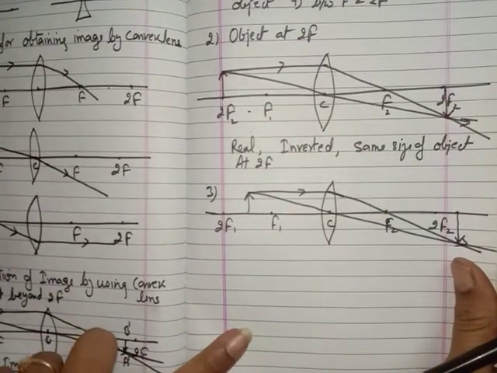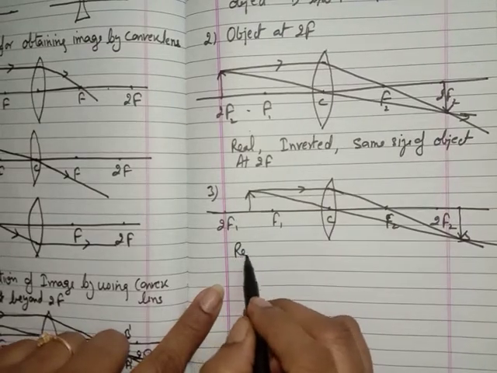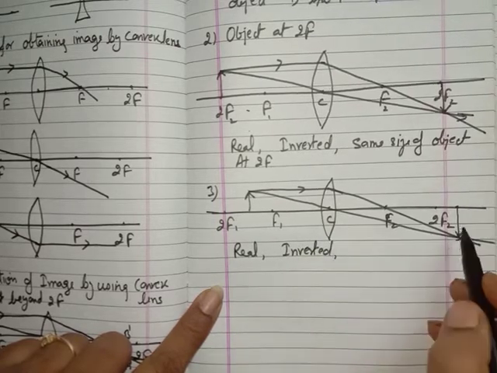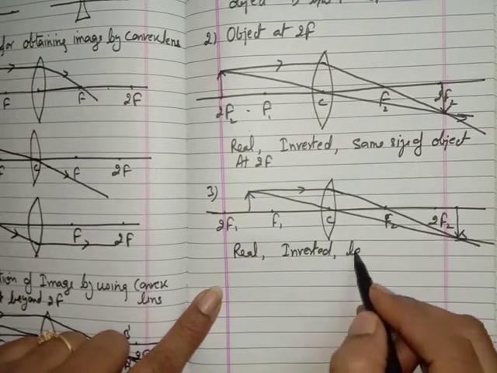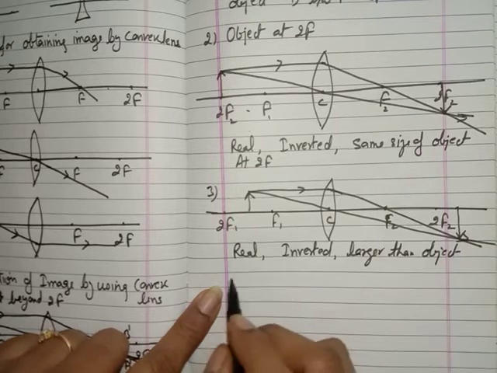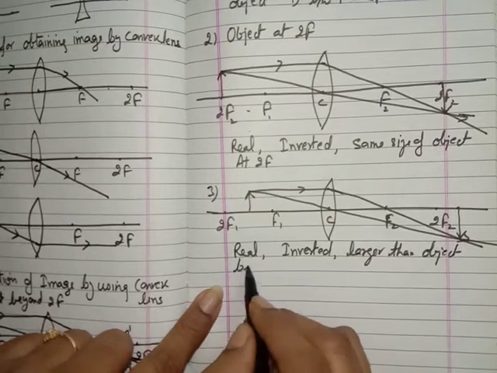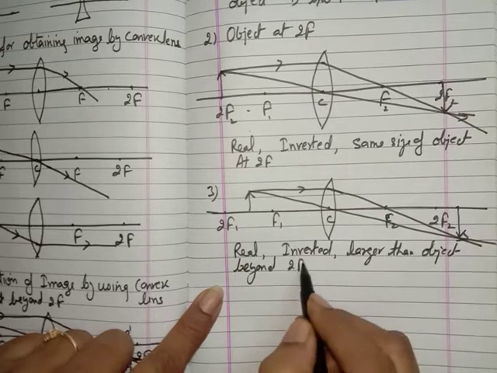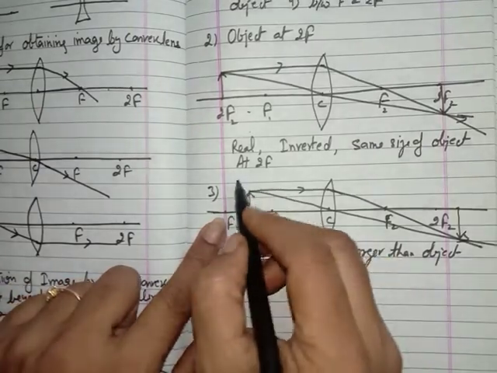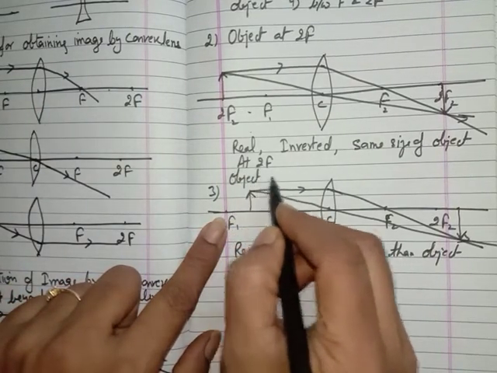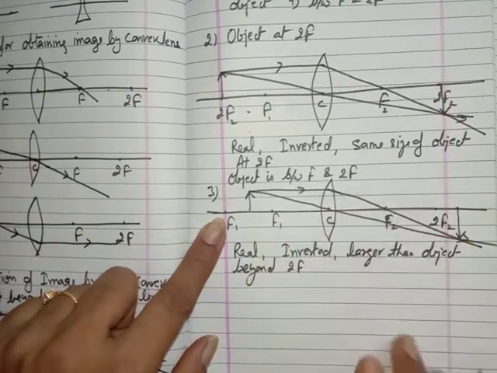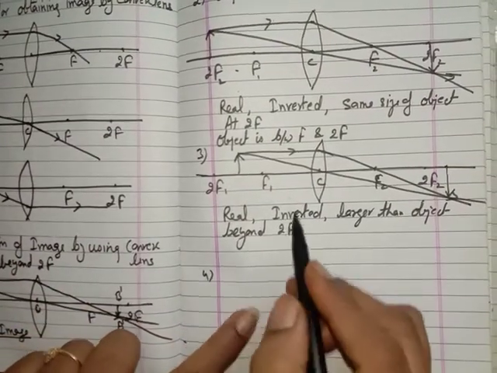So we can write the nature of the image formed. First one, it is real because the light rays are actually meeting, and real image is always inverted. So real and inverted, and larger than the object. This image is larger than the object. Okay. And the next one is, it is formed beyond 2f. So I should write here where we are placing the object. So object is between f and 2f. Okay. Now the next condition, what will happen if we place the object at f?